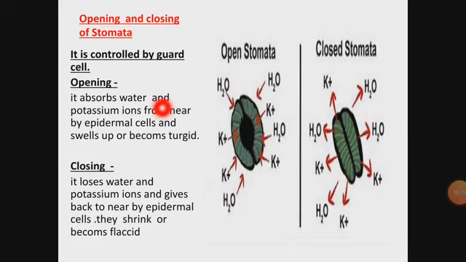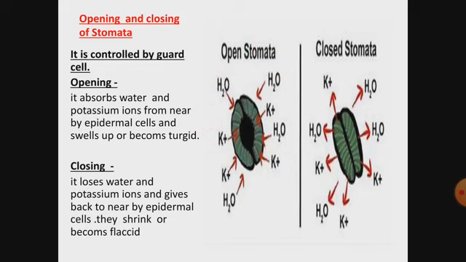So this is a beautiful slide which explains the opening and closing of stomata. Actually speaking, the opening and closing of stomata is controlled by these guard cells. Okay, so see, during opening what is happening with the guard cell? It absorbs water and potassium. These guard cells, they absorb potassium ions and water from their neighboring cells. And what are the neighboring nearby cells of the guard cell? Obviously epidermal cells. So epidermal cells are present here.